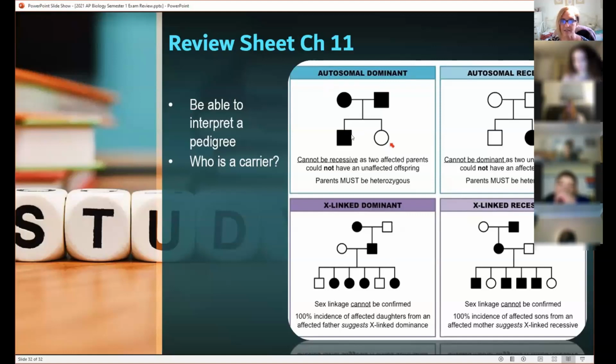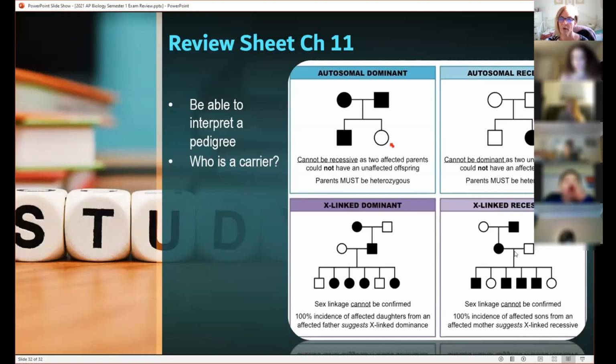So remember, if it shows in every generation, it's dominant. If it shows up equally between two genders, it's autosomal. If it seems to favor a gender, it's sex-linked. So like sex-linked dominant usually shows up in females. The only carriers are when you have a recessive trait. So again, if it skips a generation, it's recessive. If it appears equally in both genders, it's autosomal. If it appears to favor the males, for example, it's sex-linked.